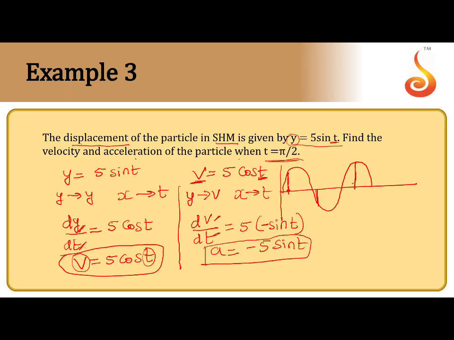Now that I got the velocity at time t and acceleration at time t, they've asked me what is the velocity when time equals pi by 2. In both the equations, put t equal to pi by 2. I got velocity to be equal to 5 cos t. So we will have 5 cos, instead of t put pi by 2. Cos pi by 2 is cos 90. 5 into 0, the velocity of the particle will be equal to 0.